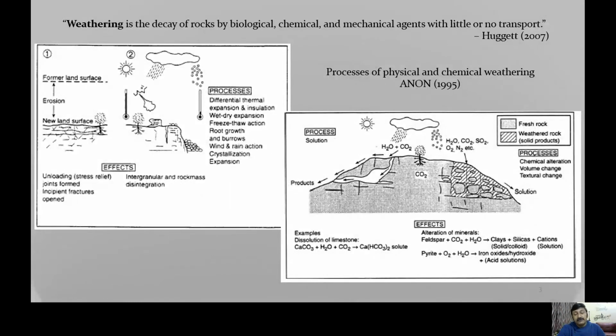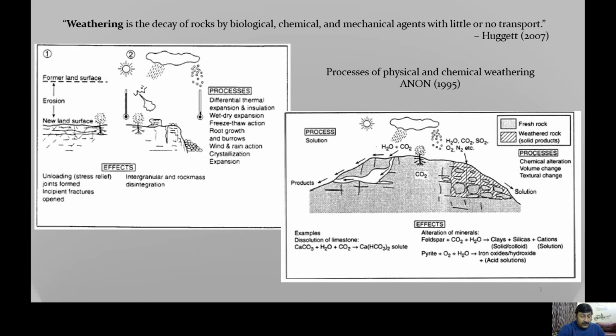Whereas if it is chemical weathering, it involves alteration of mineral constituents of rocks. And there are several processes that are involved in chemical weathering. For example, you have solution, you have hydration, you have oxidation reduction, you have carbonation, you have hydrolysis, which is very, very important. And because of that, we get the altered minerals when you look at the weathered rocks. Just as an example, feldspar gets altered to some clay minerals.